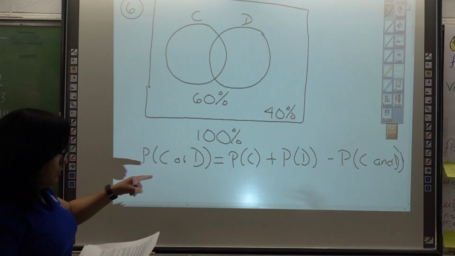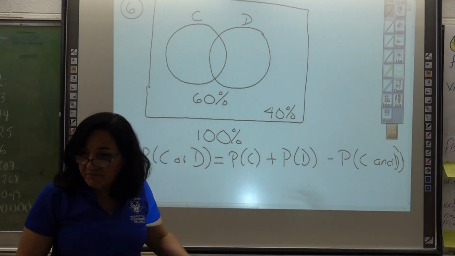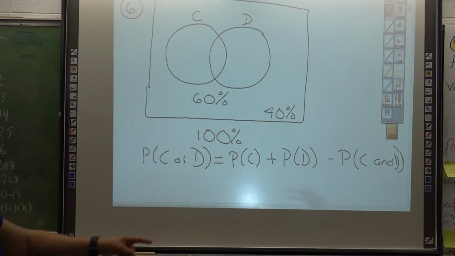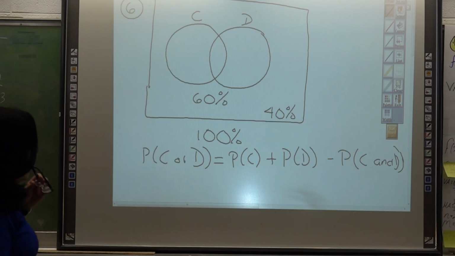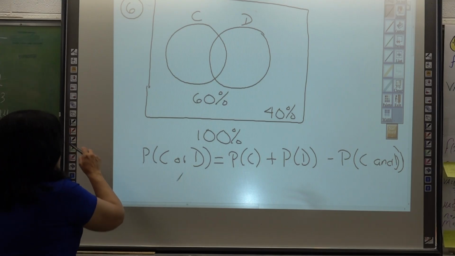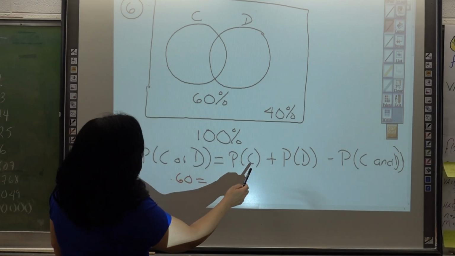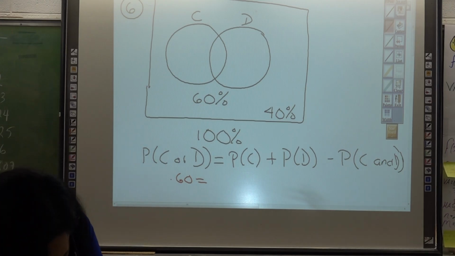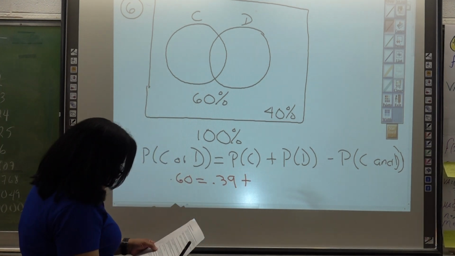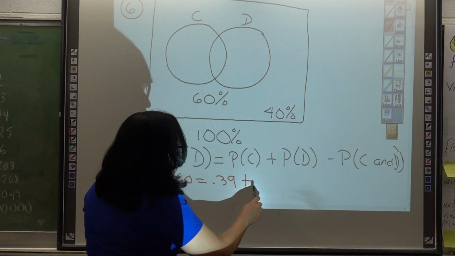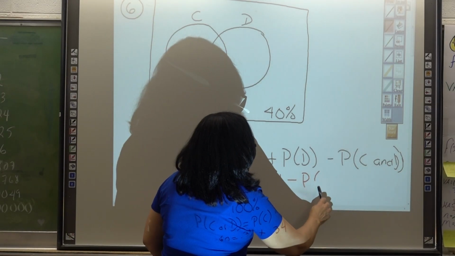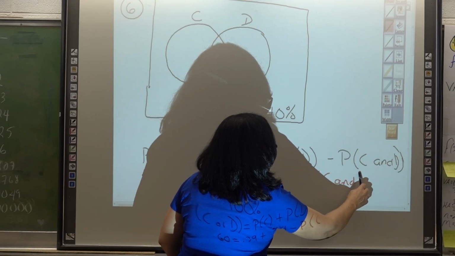So we know this one is given. We know these two because they're given as well. So the only one we don't know is the intersection, and we're going to isolate it from here. So we have probability of C or D is 60%, 0.60, equals probability of C, which was 0.39, plus probability of D, which for dog is 0.34, minus the probability of C and D, that we don't know what it is. And that's exactly what we want to find.